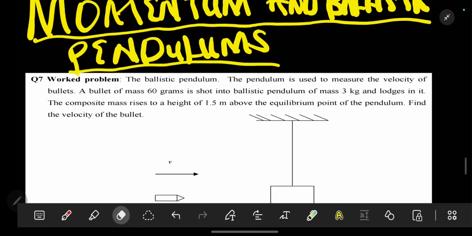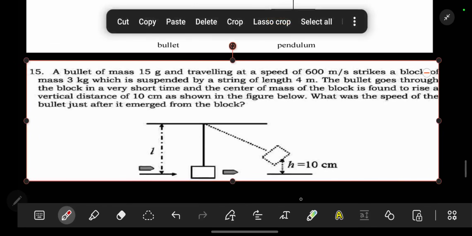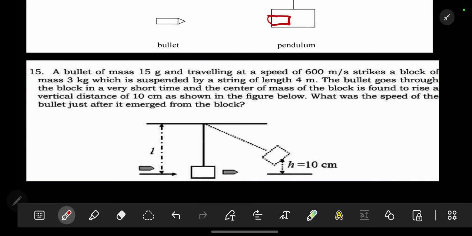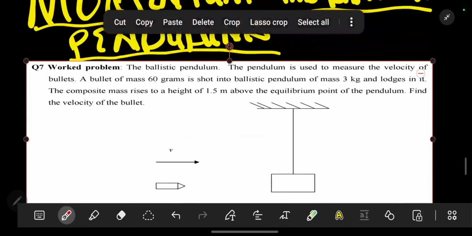So what are they? Under this one we might have a pendulum like this. We might have the pendulum like this. Then we have a bullet. In the first scenario the bullet enters. In the second scenario the bullet passes through. So how are you supposed to calculate this? Let's begin with this question.